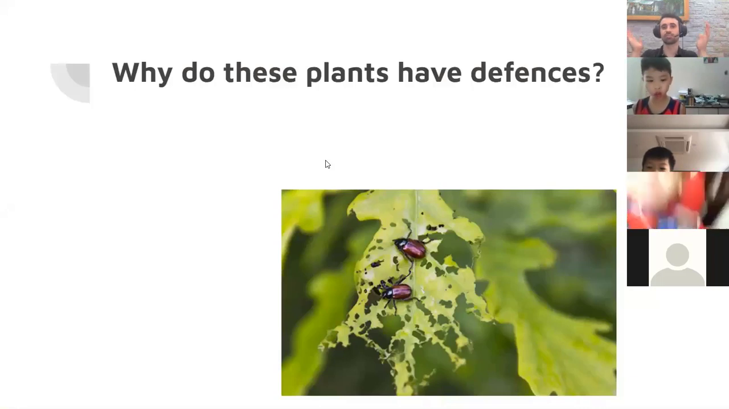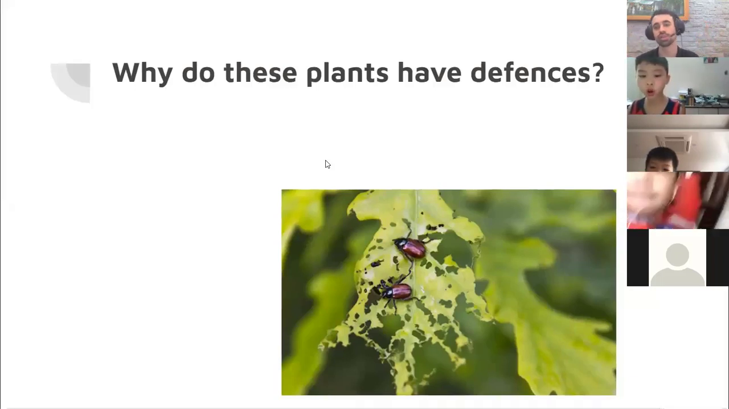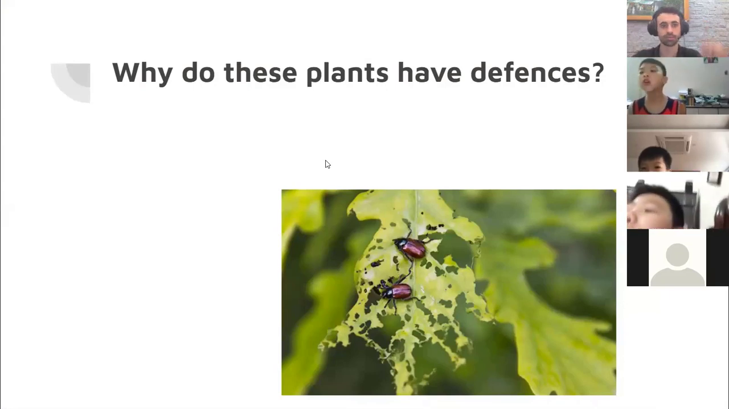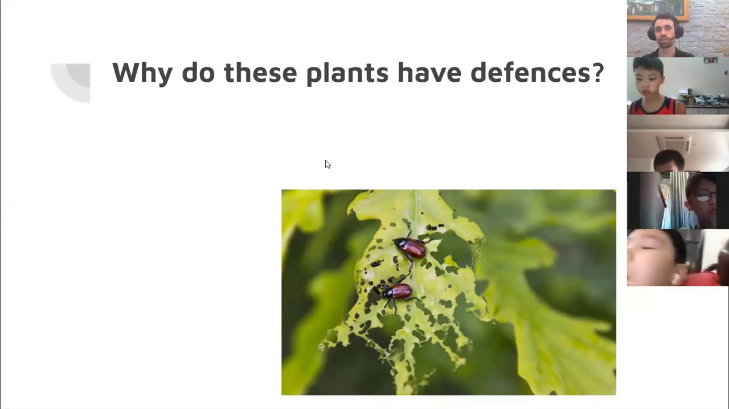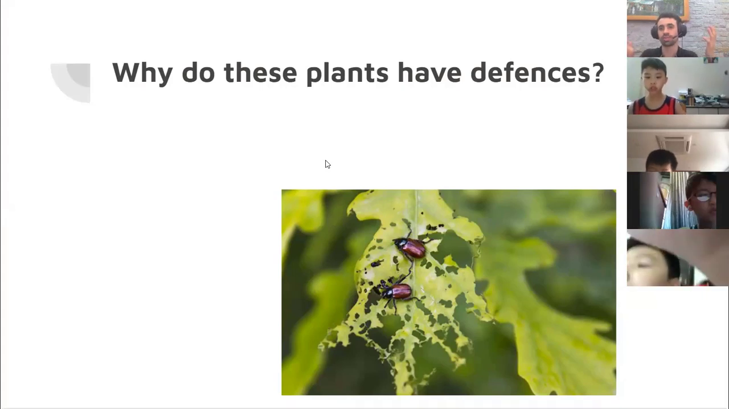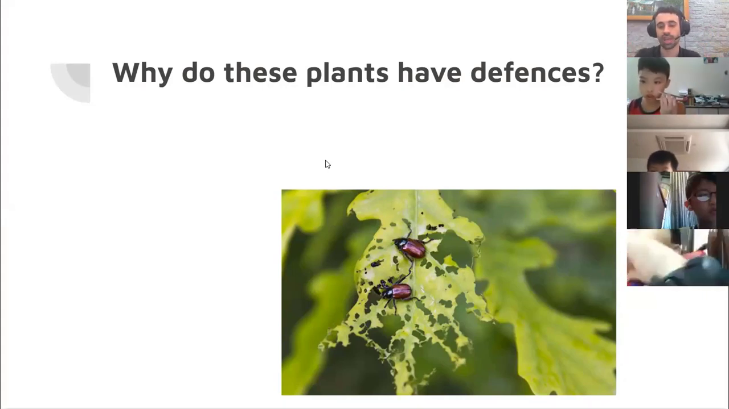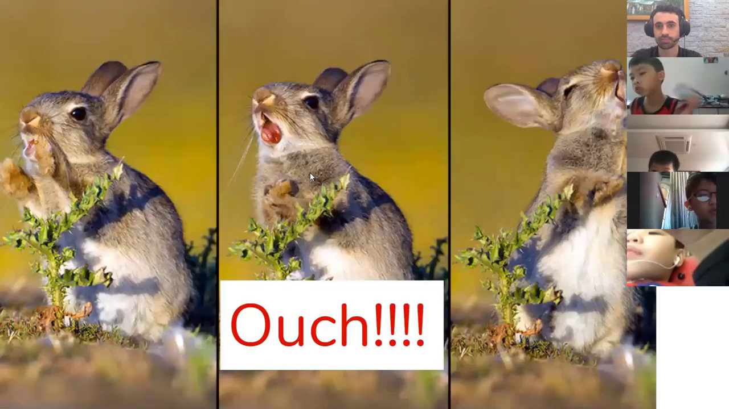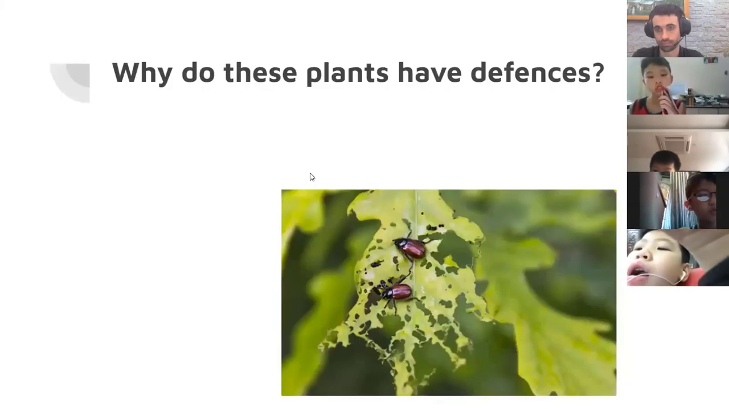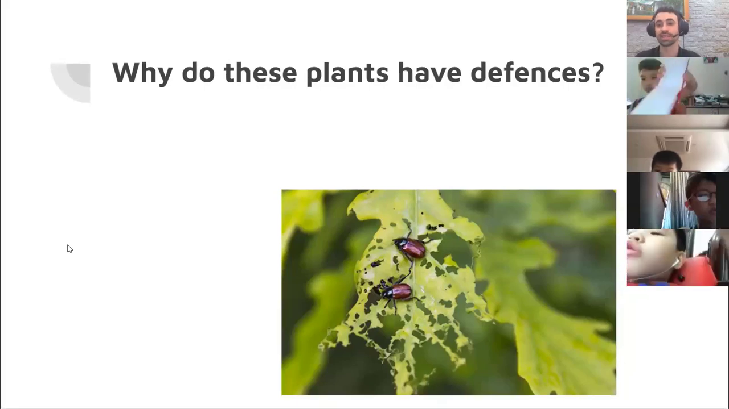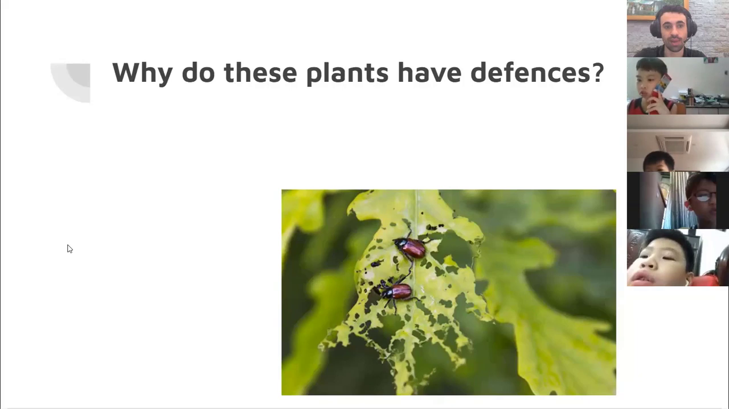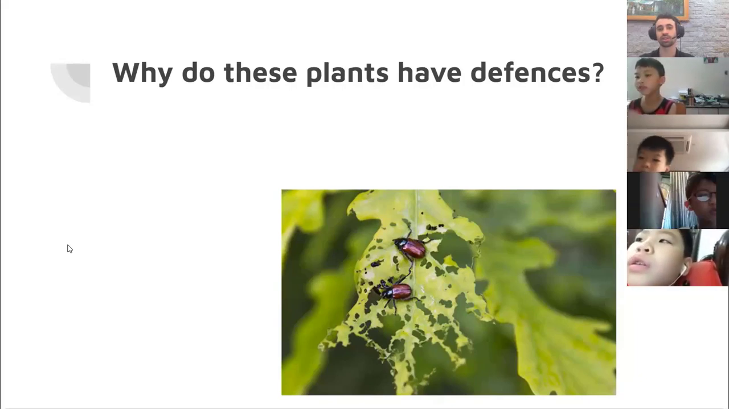Why do you guys think these plants have defenses? Why do they have thorns? Why do they have needles? Anmin, yes, teacher. Why do you think these plants have defenses? What are they doing? Why do you think they have these needles and thorns and stuff like that? I think because if the flower doesn't have a thorn, I think they will die. Yeah. So if the flowers and leaves don't have thorns, they might die. Lisa, what might kill the leaves? What is killing the leaves?